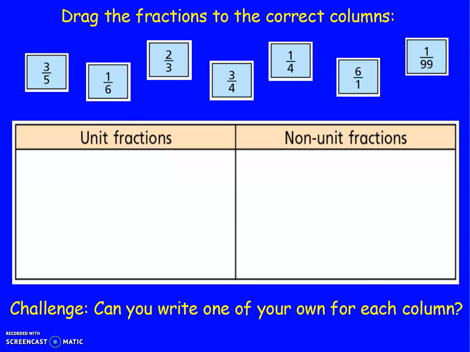Let's do the first 2 together. So this one is 3 out of 5, 3/5. Do you think it's a unit fraction or a non-unit fraction?